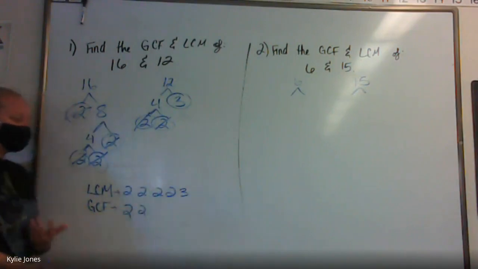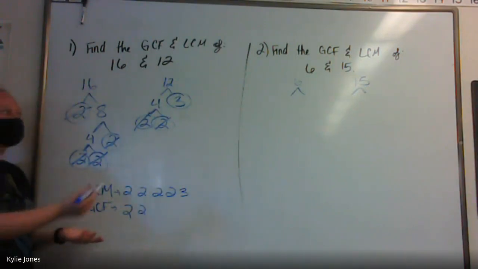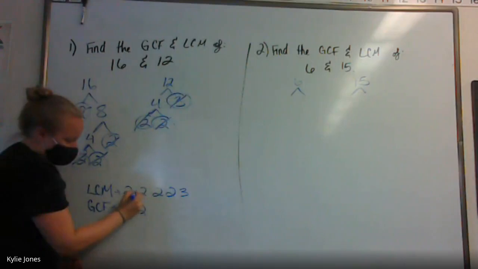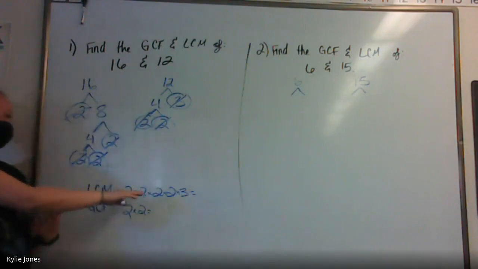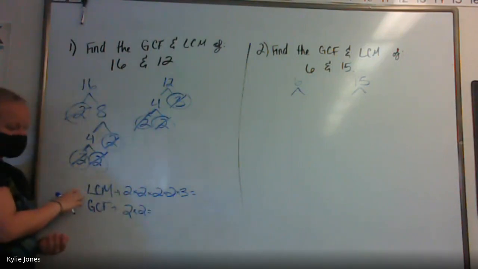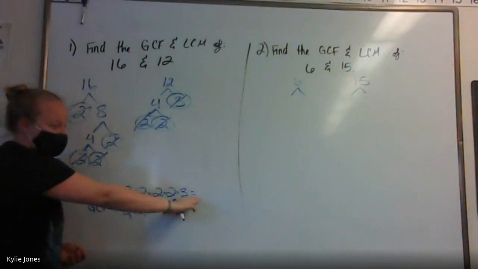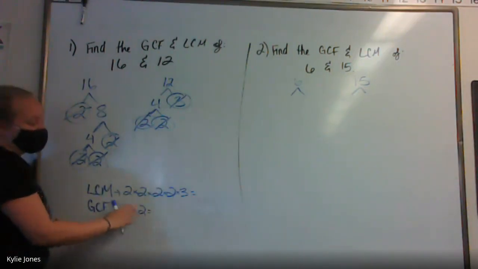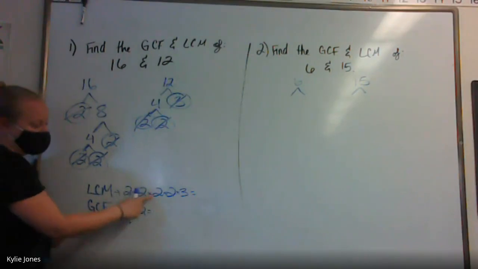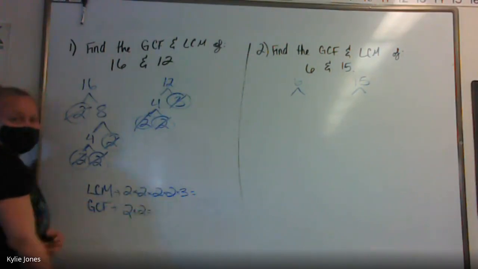So now I have this long list of numbers. What do I do with all these numbers? Multiply them together. 2 times 2 times 2 times 3. And then on the bottom we have 2 times 2. When you multiply, those are your answers. Your least common multiple is all of these numbers multiplied together. Your greatest common factor is all of these multiplied together. What did you guys get for this?